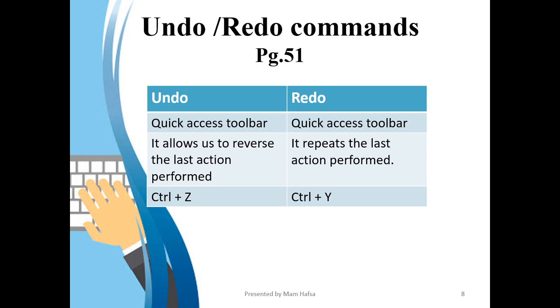In Latin, un means not, whereas re means again. So here undo actually allows us to reverse or go back to the last action that we have performed, whereas redo repeats the last action performed by the user. For undo, we may use Ctrl plus Z as shortcut key, and for redo, we may use Ctrl plus Y for our convenience. You can also see the arrow direction for undo and redo commands.